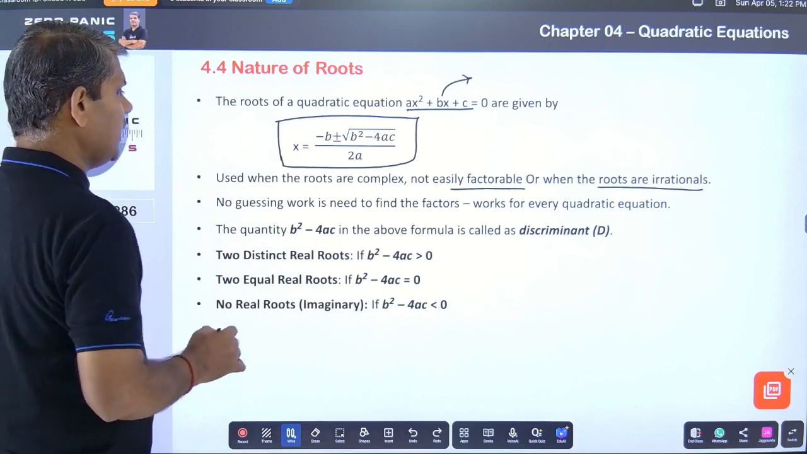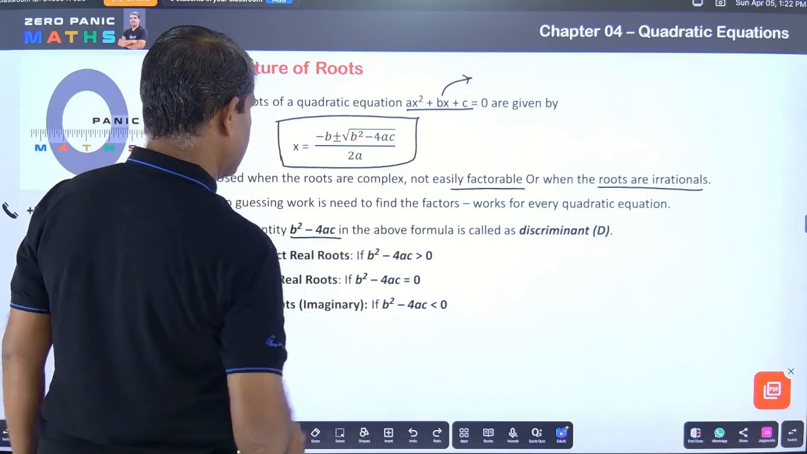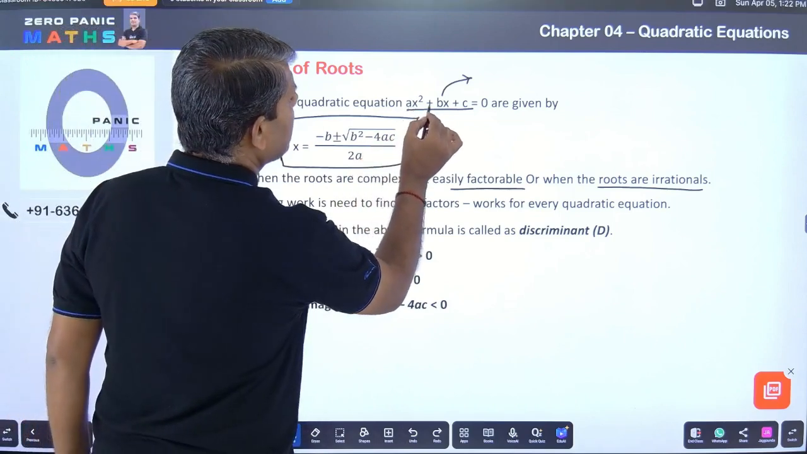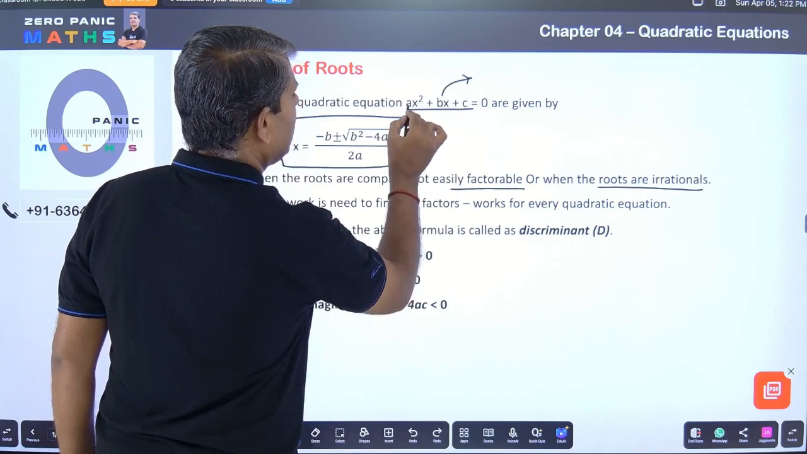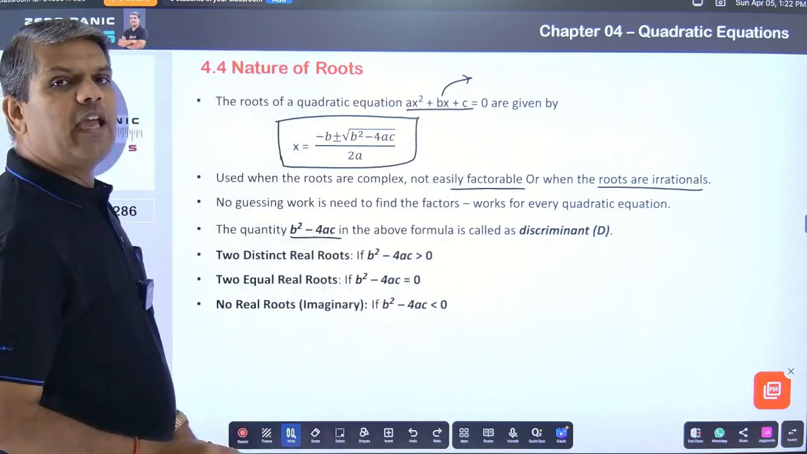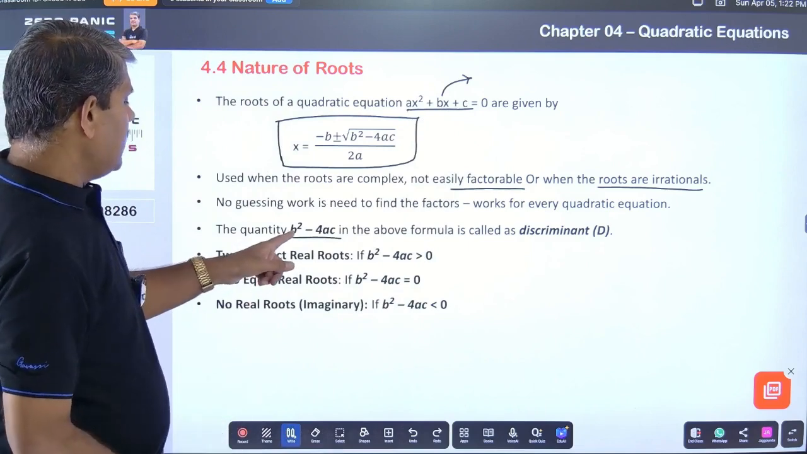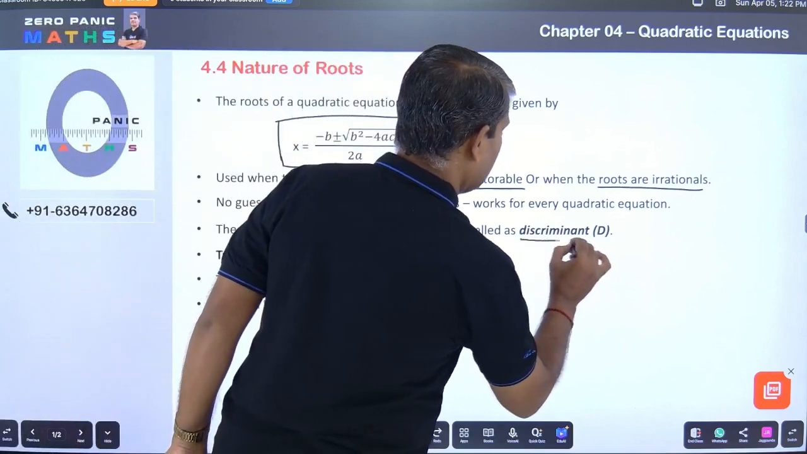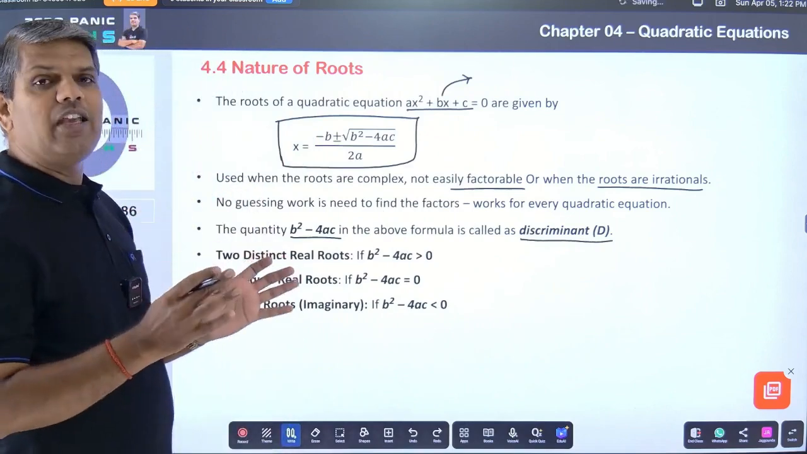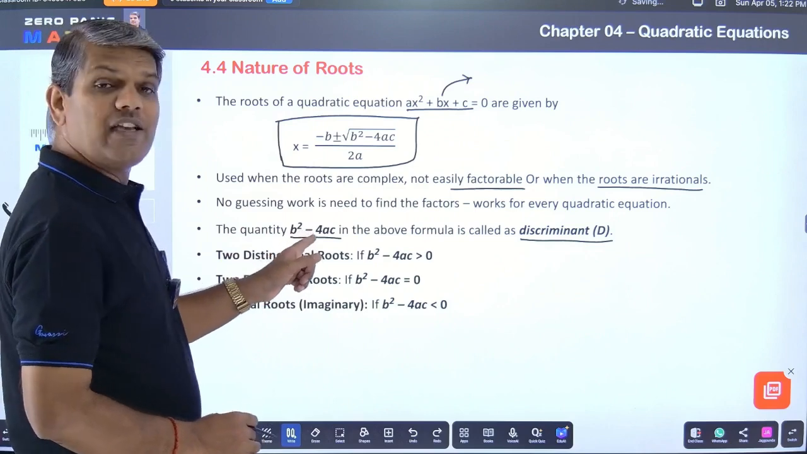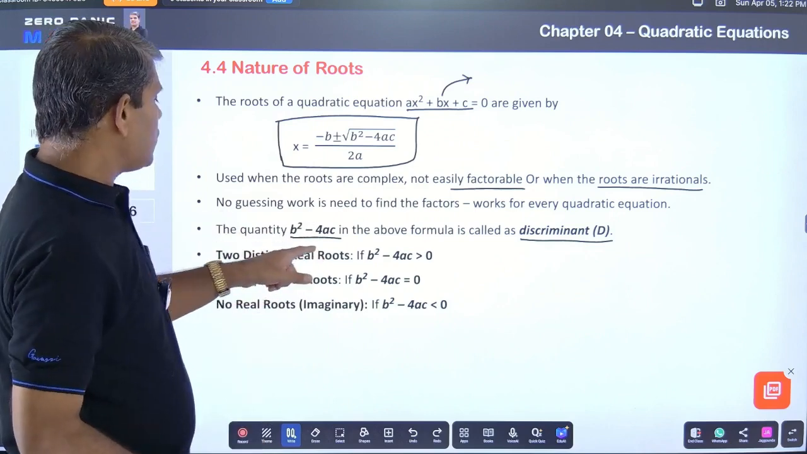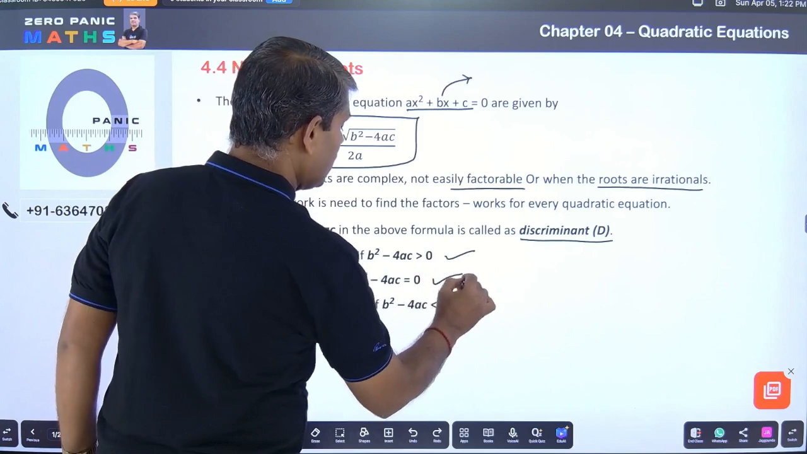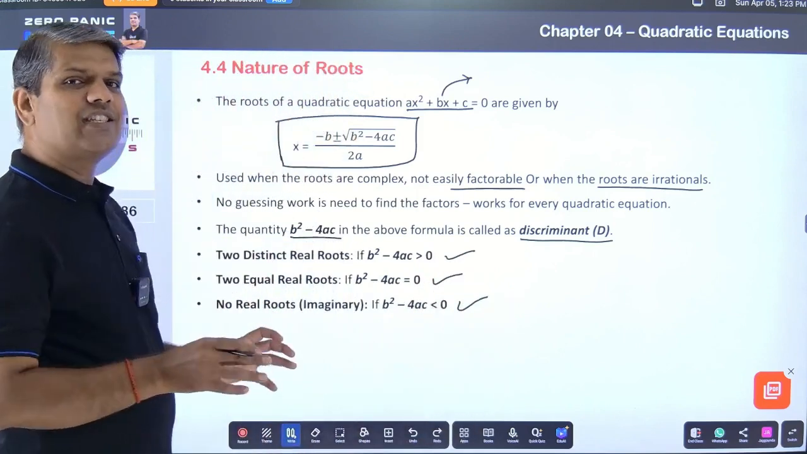It is based on the quantity b square minus 4ac. Given the equation ax square plus bx plus c, take the values of a, b, c which are real numbers, and find the value of b square minus 4ac, and that is called the discriminant. Based on that value, whether it is greater than 0, equal to 0, or less than 0, how do we decide the nature?